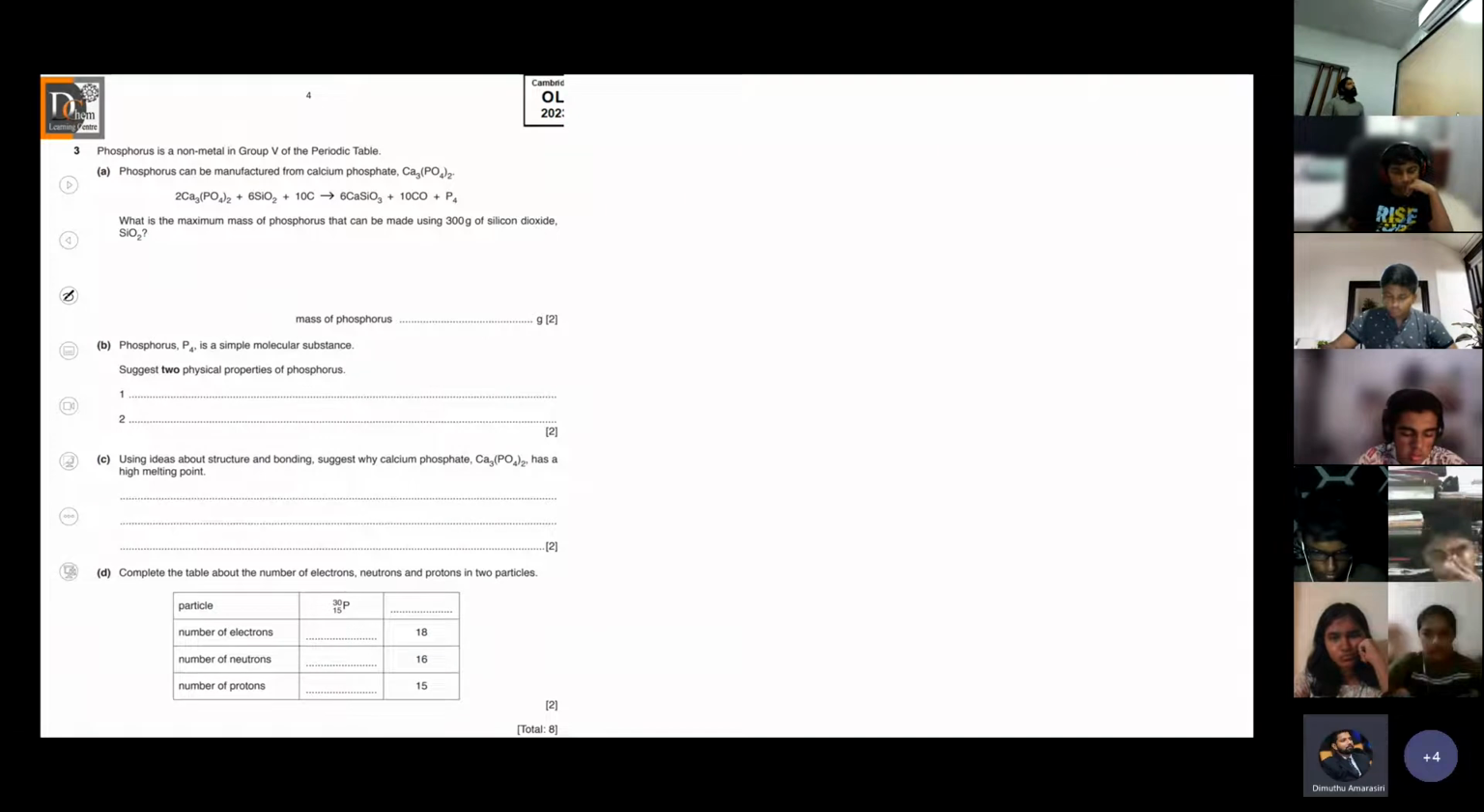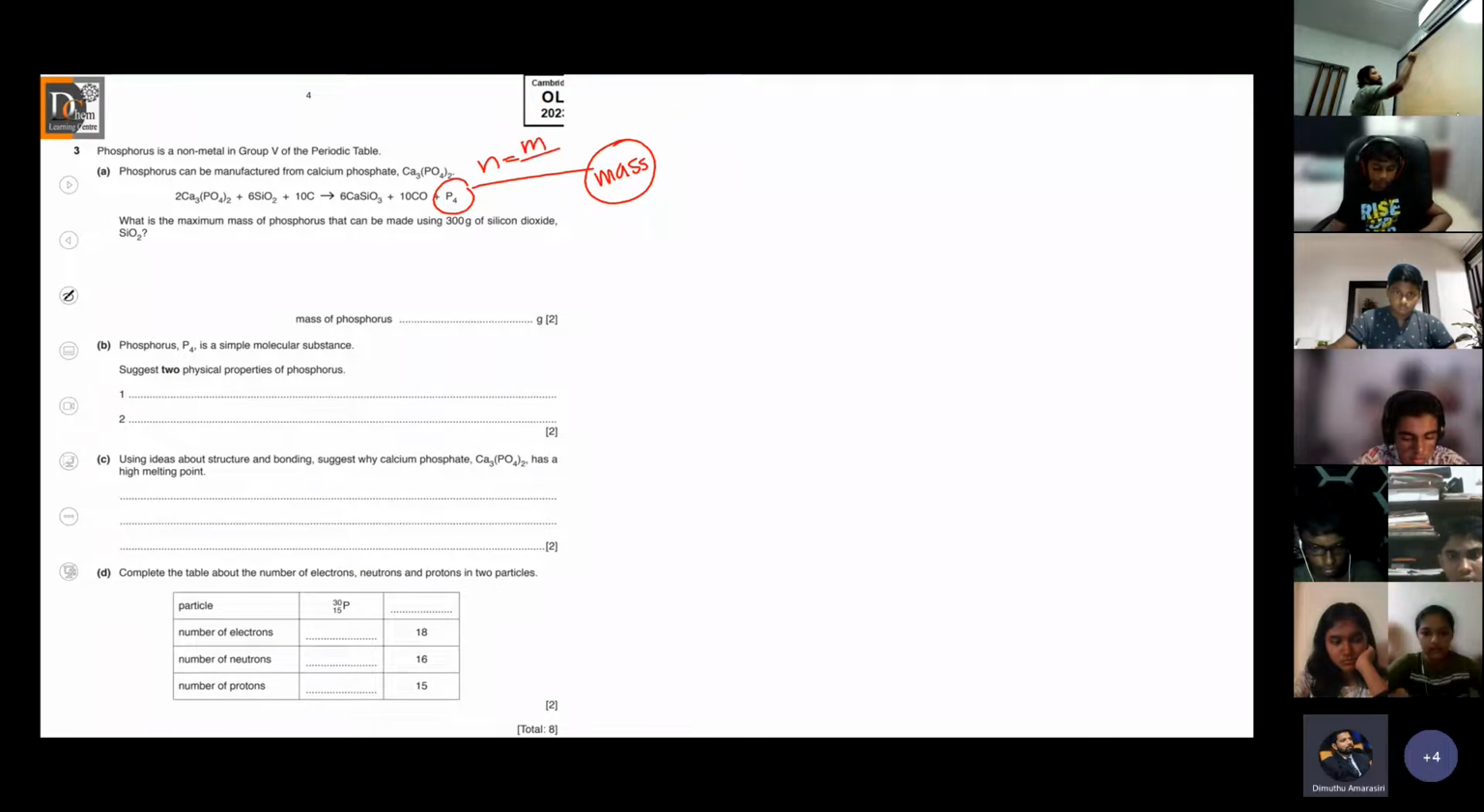Phosphorus is a non-metal in group 5 in the periodic table. What is the maximum mass of phosphorus? Look at this. Again, they are asking something out of the balance equation, that is mass, right? The connection to the moles is n equals m over capital M. They are asking this, so then it's easy for you guys to tackle the questions.